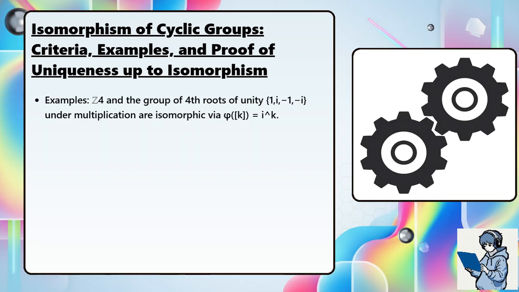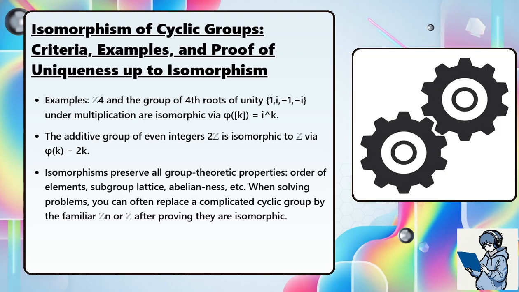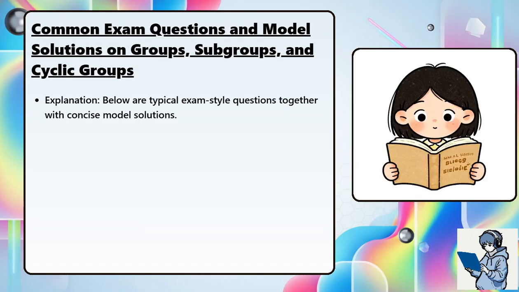Example: Z4 and the group of fourth roots of unity {1, i, −1, −i} under multiplication are isomorphic via phi([k]) = i^k. The additive group of even integers 2Z is isomorphic to Z via phi(k) = 2k. Isomorphisms preserve all group theoretic properties: order of elements, subgroup lattice, abelianness, etc. When solving problems, you can often replace a complicated cyclic group by the familiar Zn or Z after proving they are isomorphic. Below are typical exam-style questions together with concise model solutions.